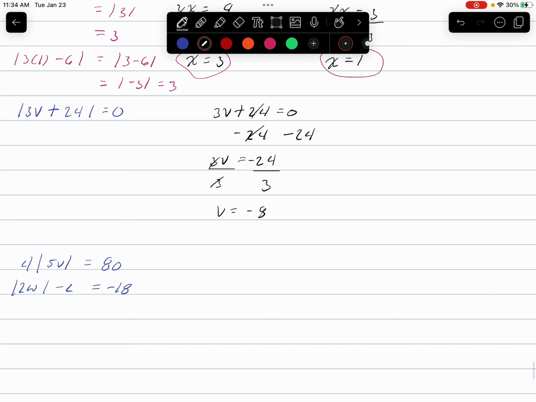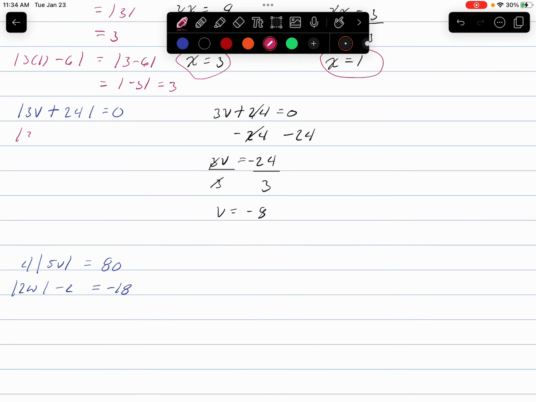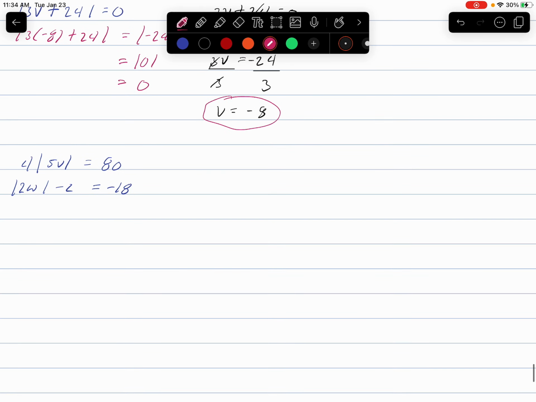Okay, and let's check to make sure that that works. So here we have the absolute value of 3 times -8 plus 24. And that should be equal to 0 if we did this right. But we have the absolute value of -24 plus 24, which is equal to the absolute value of 0, and the distance 0 is from 0 is just 0. So our final answer here would be v equals -8.